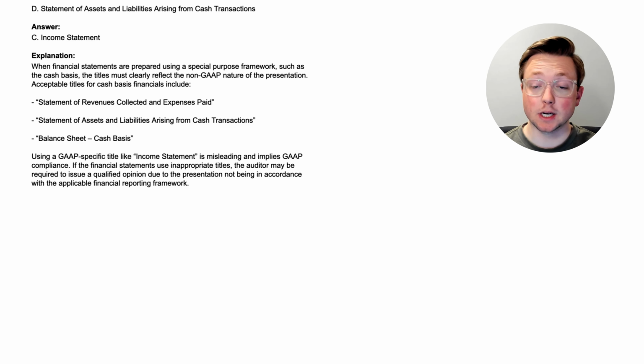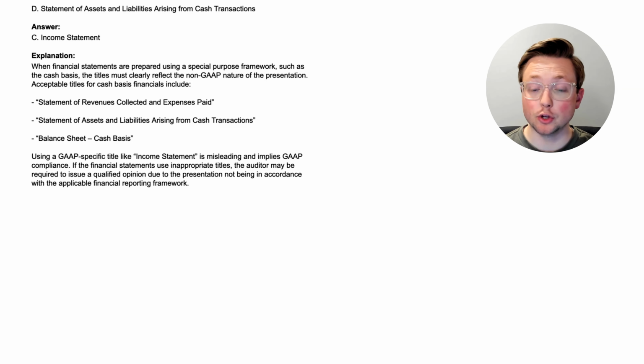When financial statements are prepared using a special purpose framework such as the cash basis, the titles must clearly reflect the non-GAAP nature of the presentation. Acceptable titles for cash basis financials would include statement of revenues collected and expenses paid, that would probably be the income statement, statement of assets and liabilities arising from cash transactions, again, that's probably the balance sheet, and then the balance sheet on cash basis. So you could even have just income statement on cash basis. You just have to make sure it's very clear that it is on cash basis, and you can't just say balance sheet or just say income statement. Using a GAAP specific title like, again, income statement is misleading and implies GAAP compliance.